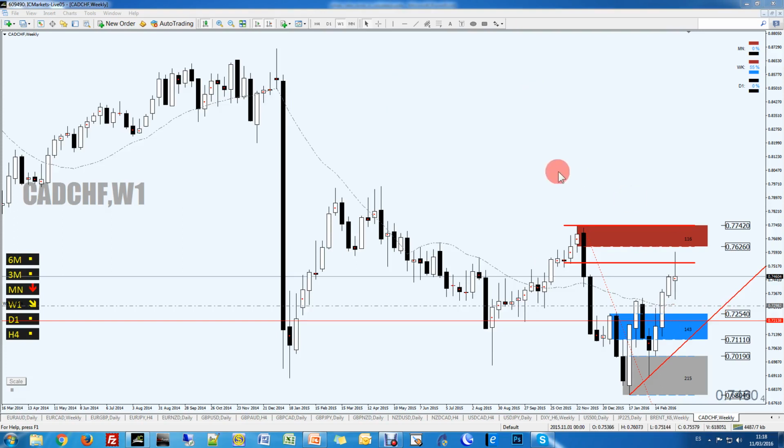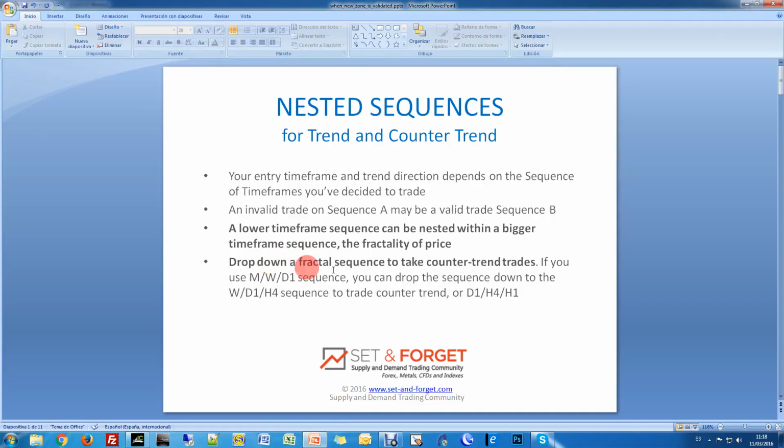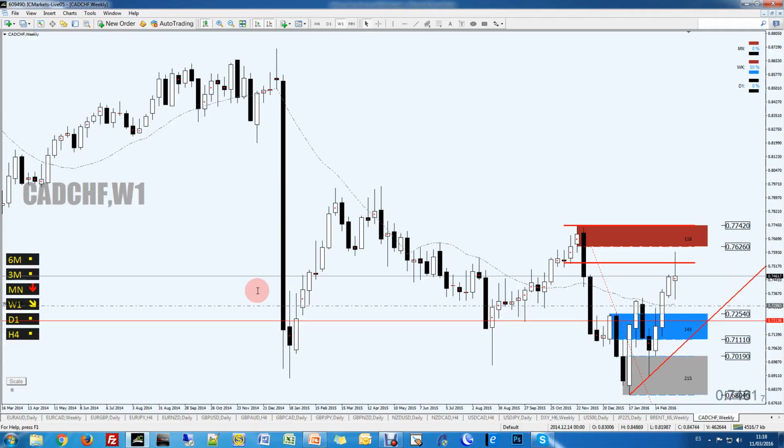Okay, so how can we use the nested sequence? By dropping down a fractal sequence from the one that we are using, monthly, weekly, daily, we can drop it down to weekly, daily, 4-hour sequence, or even weekly, daily with 2 time frames. But we need at least the weekly out of alignment, so we need this out of the way. If we have a weekly uptrend, then better.